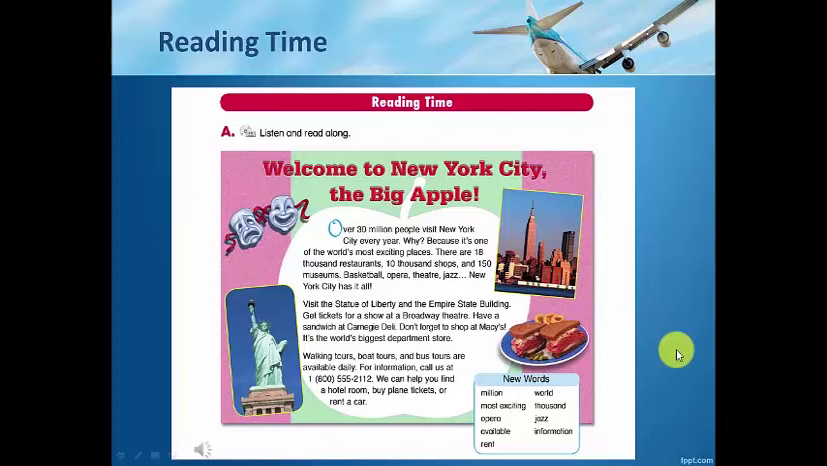New words. Million. World. Most exciting. Thousand. Opera. Jazz. Available. Information. Rent.